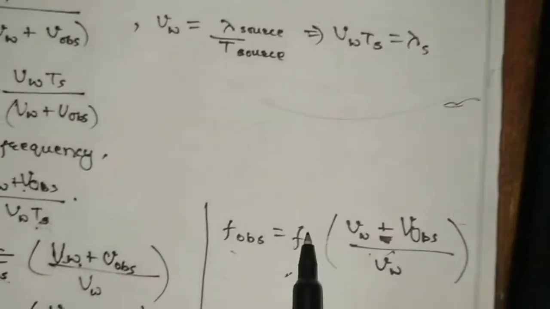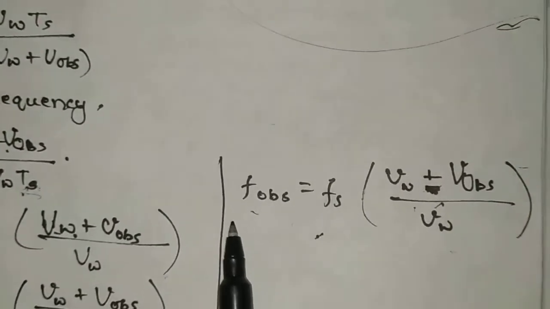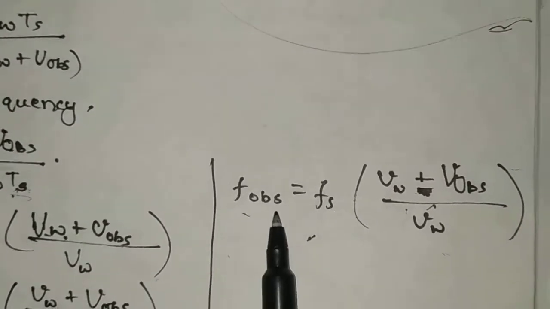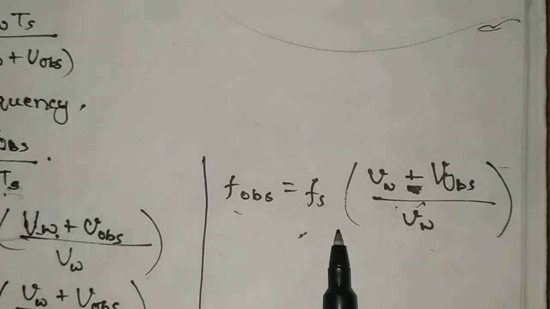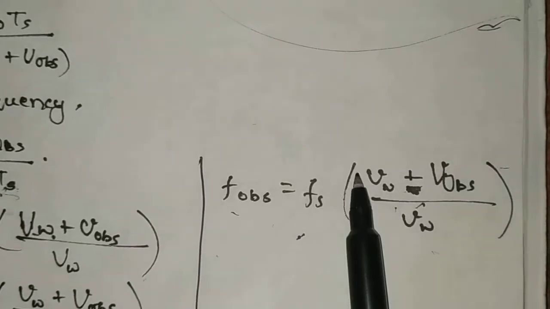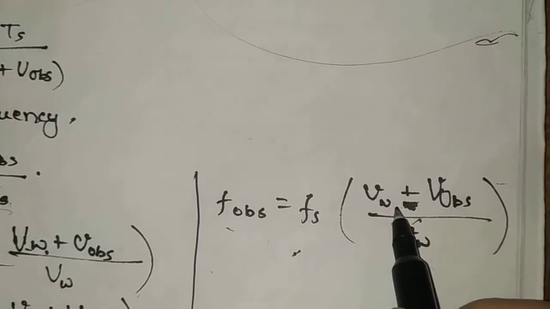For the case where the observer is moving away from the source, we have the frequency of the observer equal to the frequency of the source times the velocity of wave.